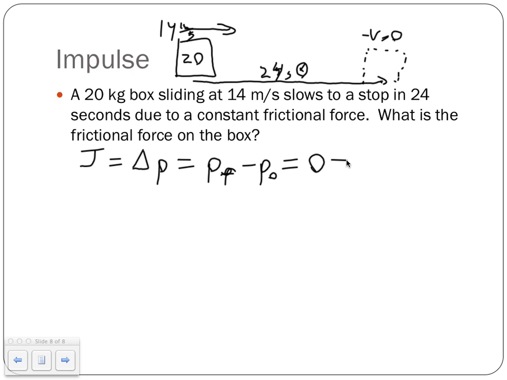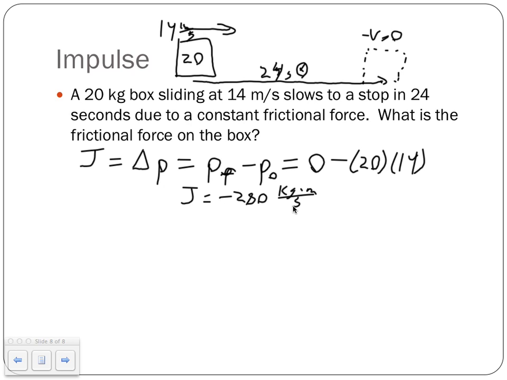Minus the original momentum. Original momentum is going to be mass times velocity. This box has a mass of 20 kilograms. It has a velocity of 14 meters per second. And so to solve this, I'd say 20 times 14, and working that out, 20 times 14 gives me 280. And so I end up with an impulse of negative 280 kilogram meters per second. Okay? And so that is going to be my impulse.